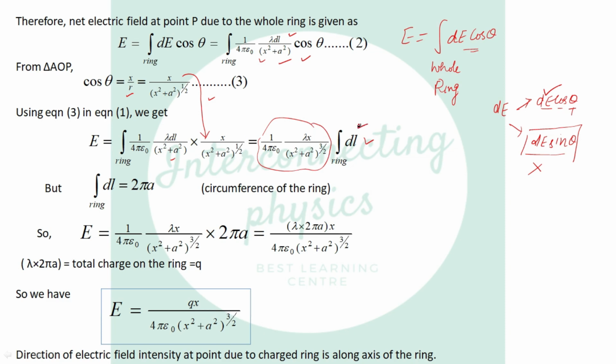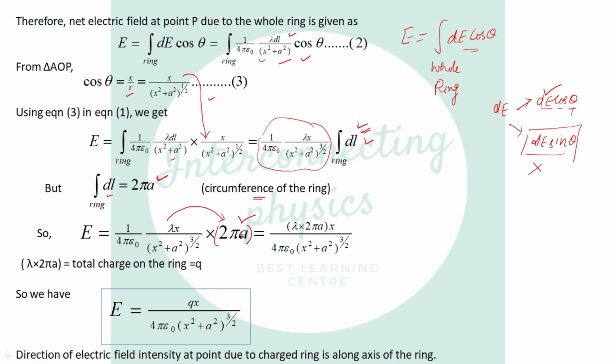But length dl is not constant here, because we are solving the problem on the length of the circular loop. Now the length of the circular loop, or the circumference of the ring, is given by 2 pi into radius, and here the radius is denoted by small a. Now put this value in this equation, and you get 1 over 4 pi epsilon naught lambda x divided by (x square plus a square) raised to power 3 by 2 into 2 pi a.